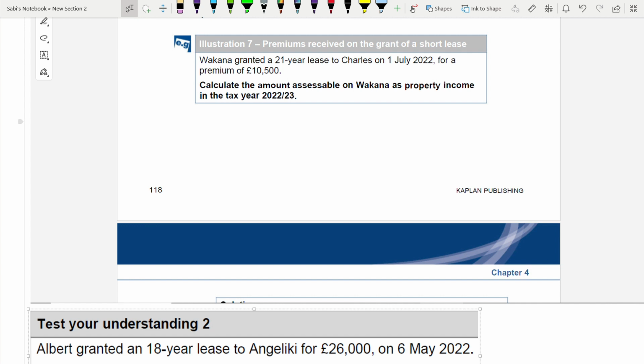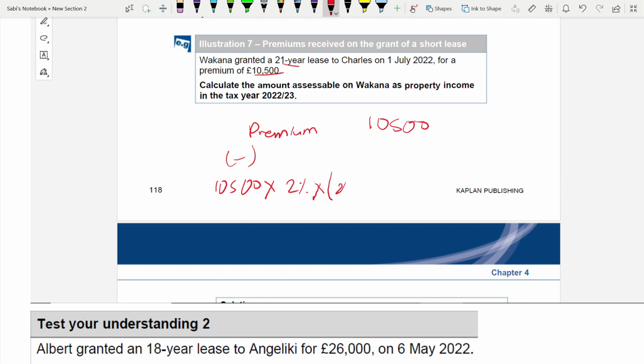So first we'll calculate premium. It's given 10,500 and it's a 21 year lease. So 10,500 into 2%. This 2% is fixed, by the way. And N minus 1, 21 minus 1. If you do it like this, it would be 4,200. The total is 6,300.